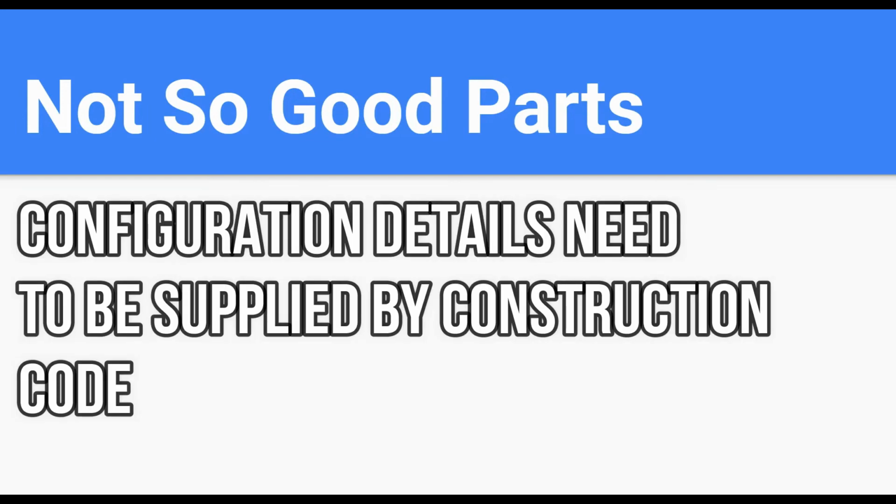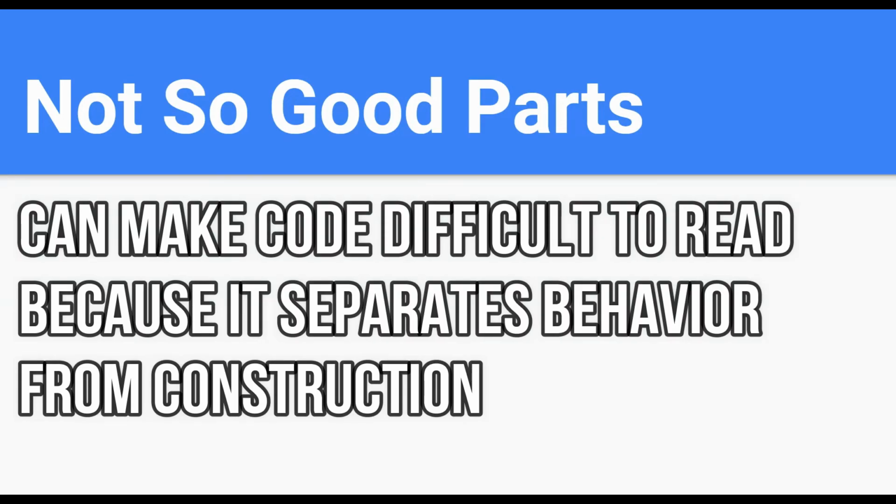And like everything which has something good, the bad parts are also there, and for dependency injection there are quite a few. The first and most obvious one is configuration details need to be supplied by the construction code. So in most cases, the service is injected into the client using its constructor. So the constructor code always needs to provide the dependency for the client. This can make code difficult to read because it separates behavior from construction, and it can be hard to track the exact implementations of the service code whenever we are testing or debugging our code.